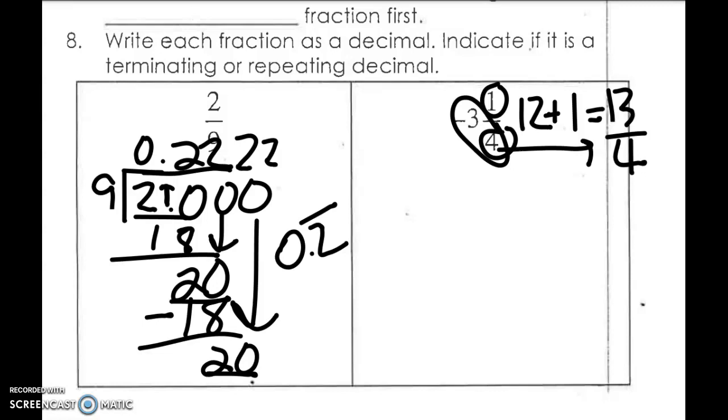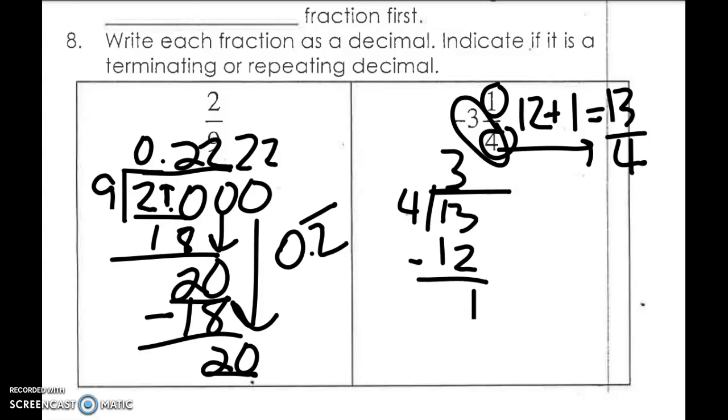Now, we still divide the numerator by the denominator. So we're going to have 4 on the outside and 13 on the inside. Now will 4 go into 1? Well, 4 will not go into 1, so we go to 13. It'll go into 13 3 times, and 4 times 3 is 12. So we subtract, we're left with a 1. Remember to add your decimal there, and it goes straight up. Add your 0, and it goes straight down. Now will 4 go into 10?